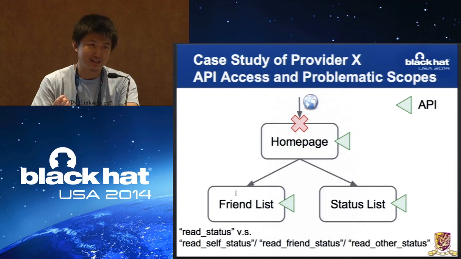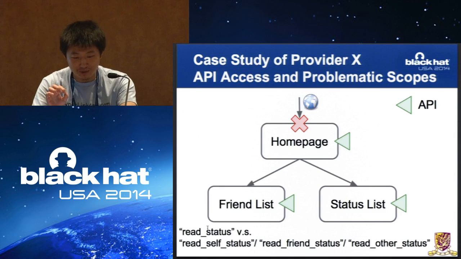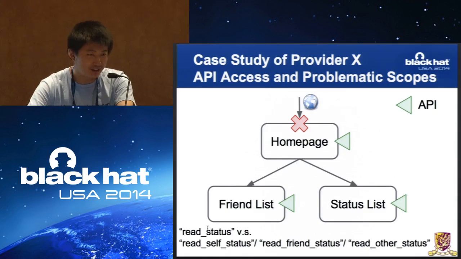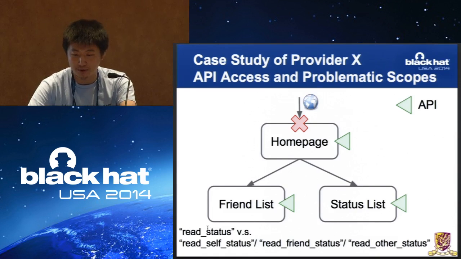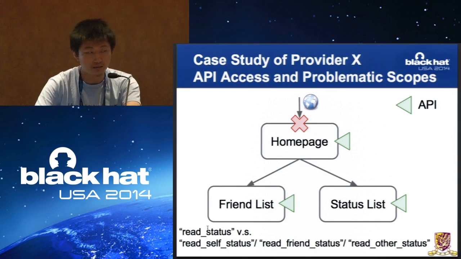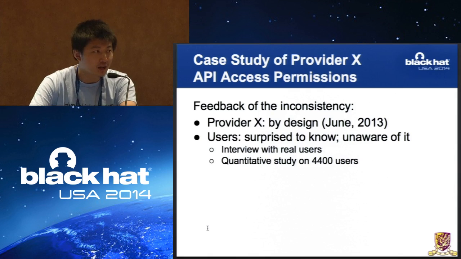However, the scope is poorly designed, so that they only have one scope called read status. They don't distinguish between read self status, read friend status, or read other status. What this means is that after you get read status, you can read everyone's status. So this is a design problem, a logical problem in the provider. Combining these facts, you already know that you can get an arbitrary user's data object like this using an API call.